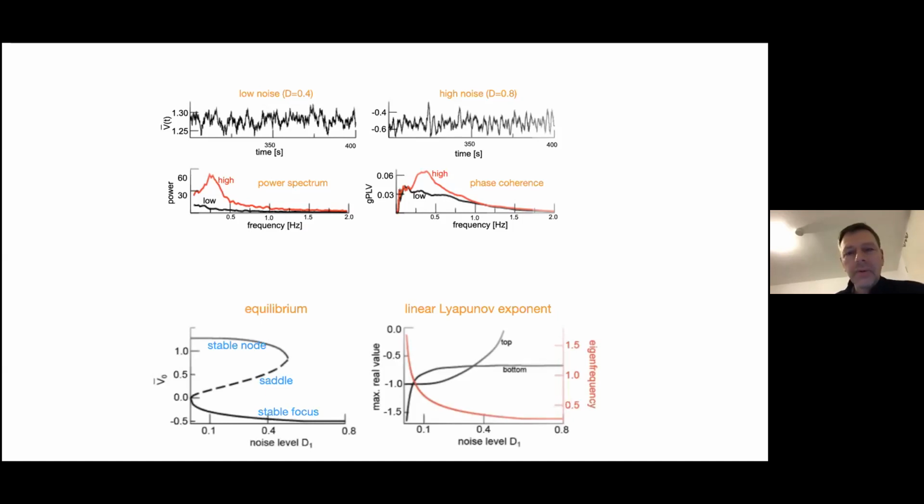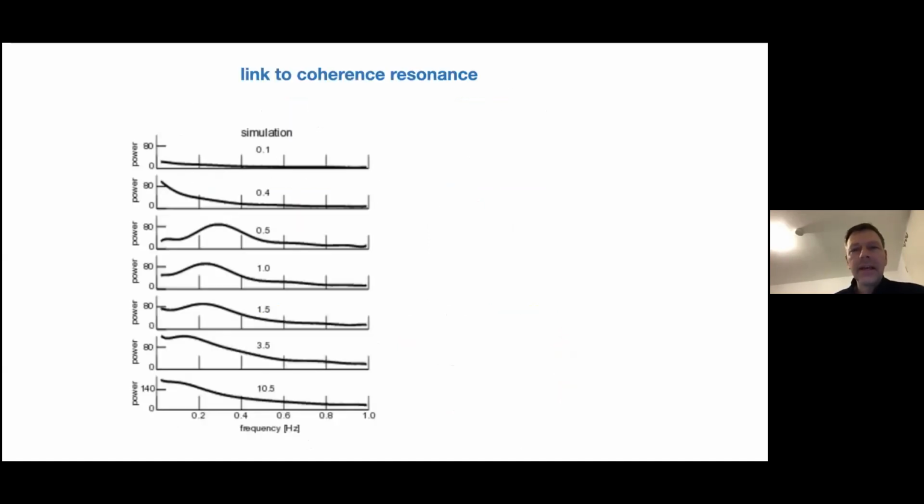So at the end, you can explain this like this. If you decrease the noise, you jump from equilibrium, a stable node, to a stable focus. So you do a phase transition by increasing the additive noise, and there you jump to a bottom branch of this bistability where you have oscillations. And this is coherence resonance.